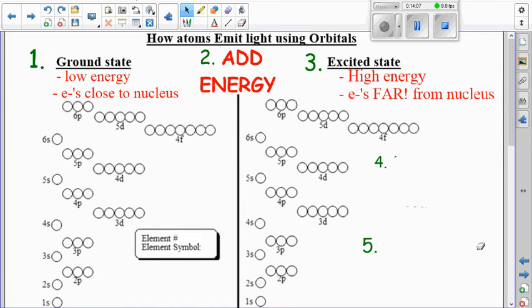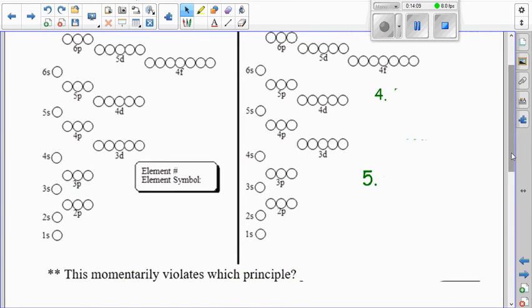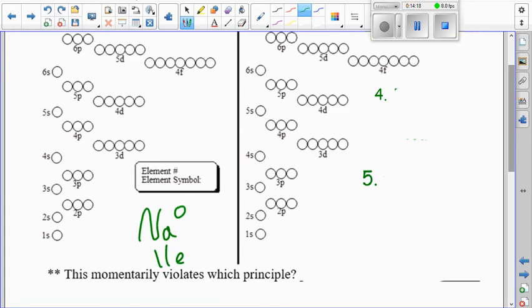On your paper, you guys have neutral sodium, okay? So sodium, if it's neutral, it's going to have 11 electrons. So, how many electrons we need to put in here? Well, we got 1, 2, 3, 4, 5, 6, 7, 8, 9, 10. And that last electron will go into 3s, okay?